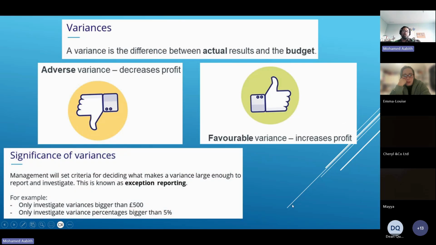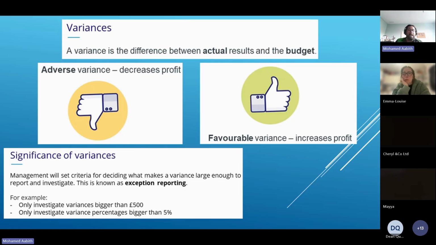So then what we do is look at the variances. We don't have to investigate all the variances. Why? Some of the variances can be trivial, only a small amount. So what businesses do is set a criteria on whether a variance is large enough to report and investigate. That means you can actually spend some human resources on it. That's what we call exception reporting.